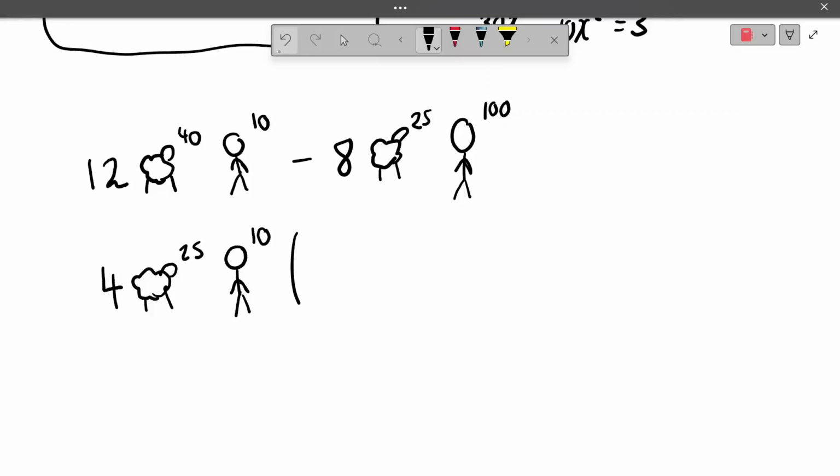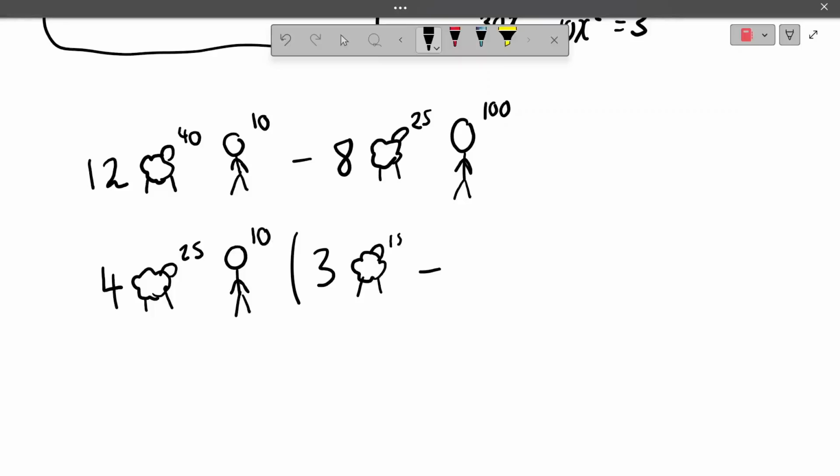So here, I'm going to do basically 12 divided by 4. I'm writing that. 12 divided by 4 is 3. Sheep to the 40 divided by sheep to the 25 is sheep to the 15. Stickman to the 10 divided by stickman to the 10 is 1, basically 1. So we're kind of turning to a 1, but we didn't bother writing it. Then I do the minus symbol. So sometimes it's plus, sometimes it's minus.